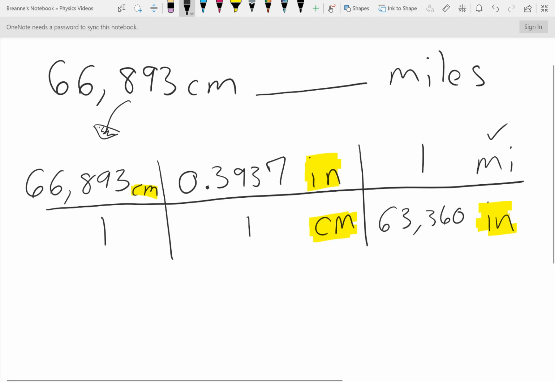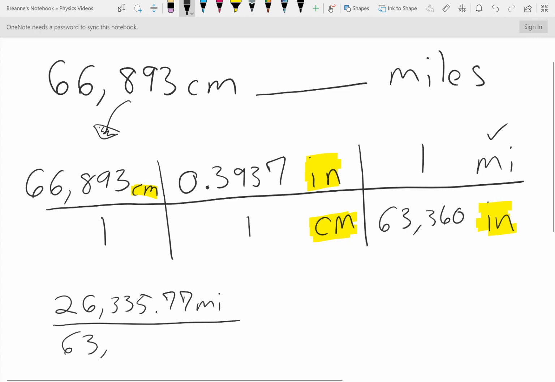You multiply across the top. When you multiply across the top, you get 23,335.77 miles. We multiply across the bottom. Well, 1 times something is just that something, so we're left with that. There's no unit on the bottom. So then we divide, and when you divide, you get 0.0416 miles. So that's in standard form.